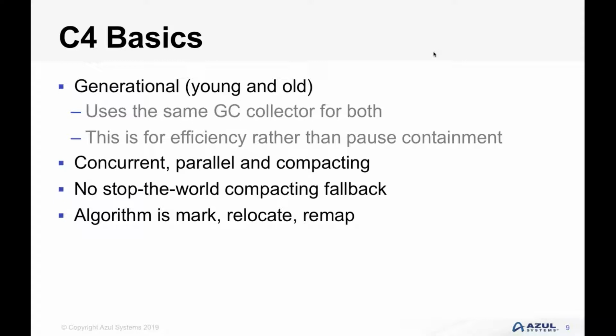It is parallel, which means we can use multiple threads to do each phase of the garbage collection. And it is compacting, which means we relocate objects in order to make the space that's available contiguous. We don't have to use free lists to identify gaps between objects, and then when we get massive fragmentation, we need to do other things. So when we're doing garbage collection, we actually compact things so that the live objects are contiguous and the free space is contiguous as well. The algorithm that we use is a three-phase algorithm. It's called mark, relocate, and remap.